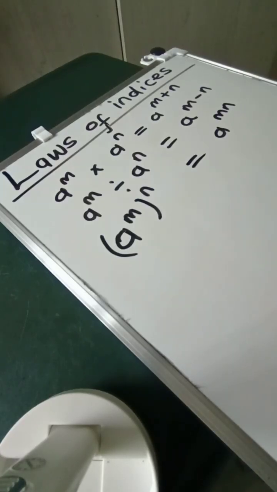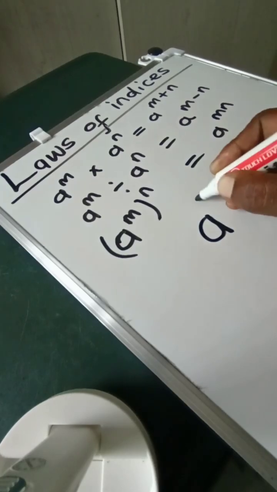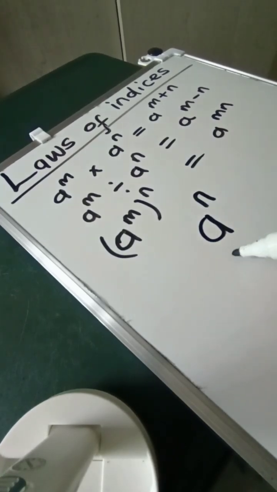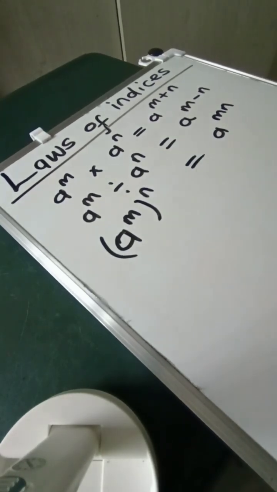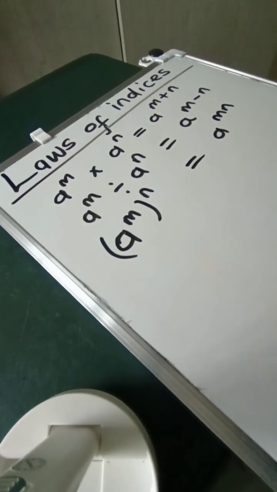Hello everyone, today we are doing laws of indices. When we have a to the power of n, a is our base and n is our index, or we can call it our power. Anything that you like between an index and a power is fine.